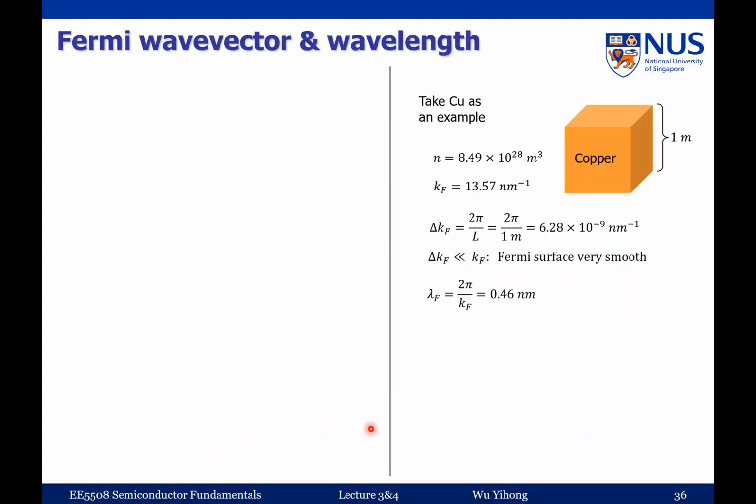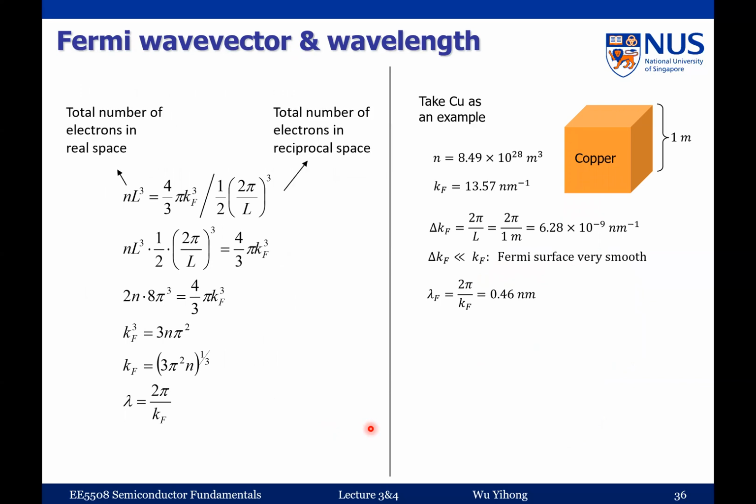Once it cancels out, I just rewrite this one. So this is the number of electrons in real space, and this is the total number of electrons in reciprocal space, since they are equal to each other. And then we rearrange this equation. So we can see now this L cube cancels out, right? And then from here, you can find Kf, which is the Fermi wave vector, the size of the Fermi sphere, right? It's directly related to the carrier density in real space. So from this, you can calculate the Kf.